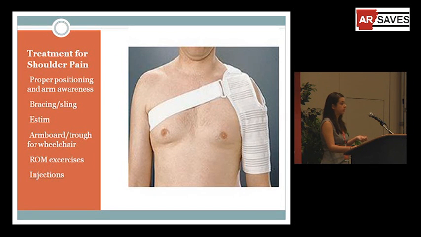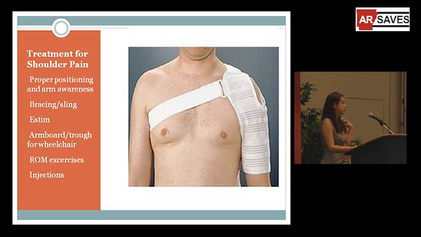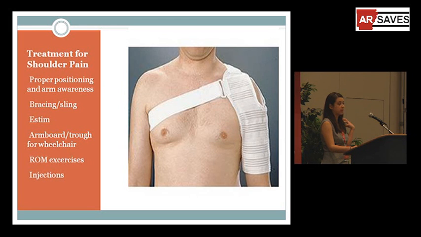And so treatment, like I said, proper positioning. Shoulder braces can be used to help position the limb, arm troughs with wheelchairs, and you can also use functional electrical stimulation to help stimulate those muscles to hold the shoulder in the appropriate place. And then if all else fails, medications and injections to decrease pain as well.